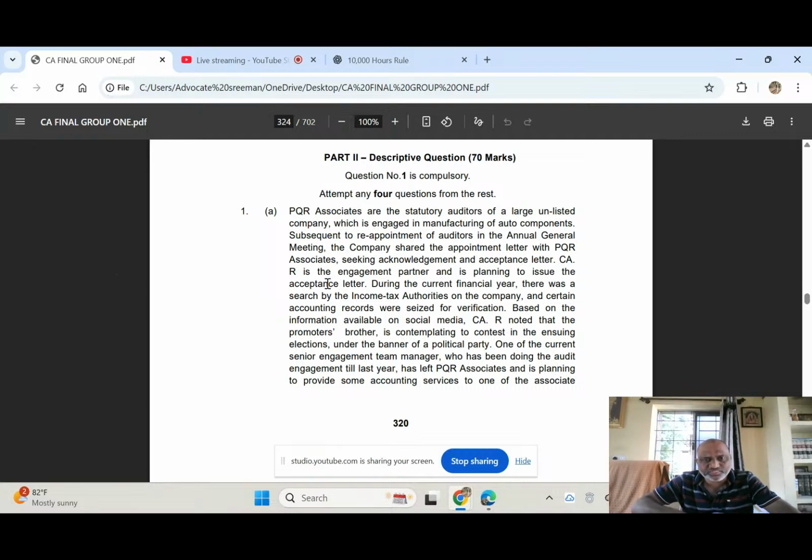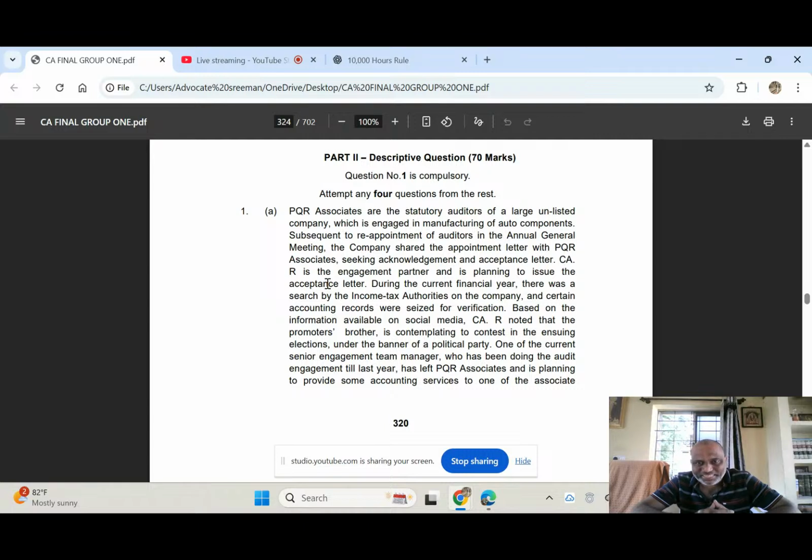See, the question is this one. PQR Associates are the statutory auditors of a large unlisted company which is engaged in the manufacturing of auto components. Subsequent to reappointment of the auditor in the annual general meeting, the company shared the appointment letter with PQR Associates, seeking acknowledgement and acceptance letter.